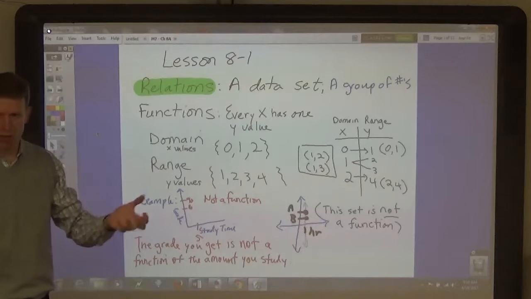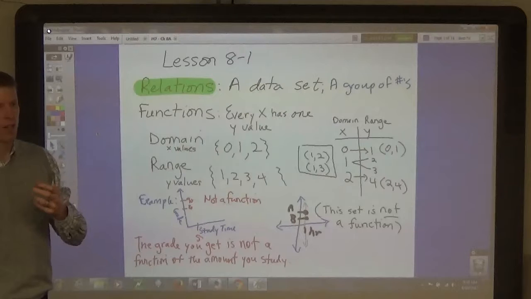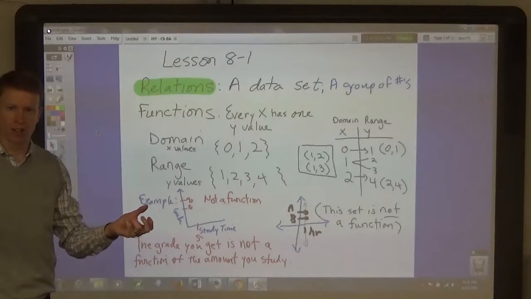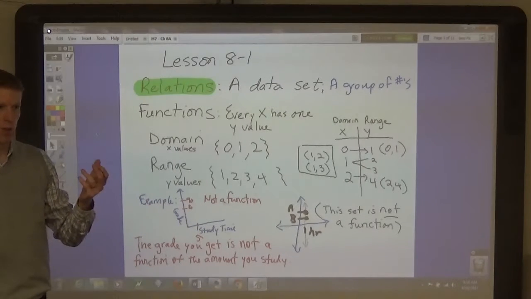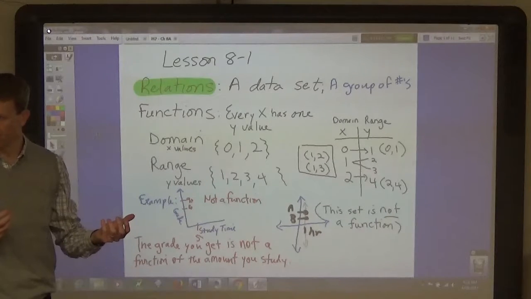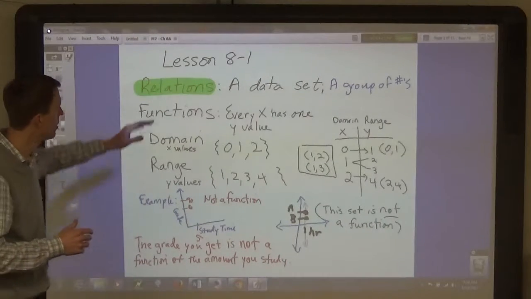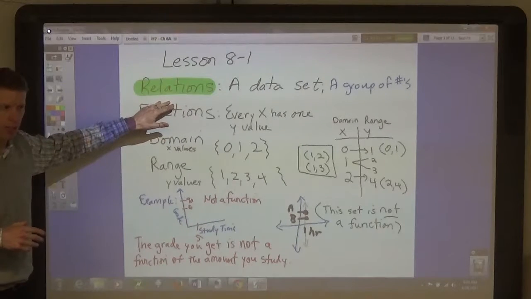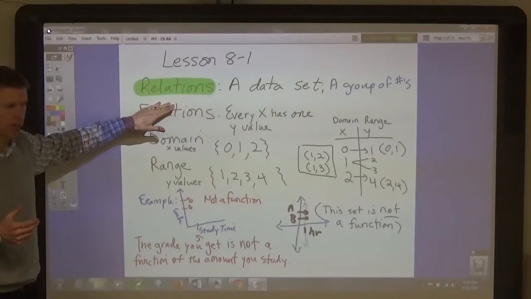1 foot equals 12 inches. Or 3 feet equals 1 yard. Or 4 quarts equals 1 gallon. Measurement is always a relation. Those numbers go together in a certain way. Okay?